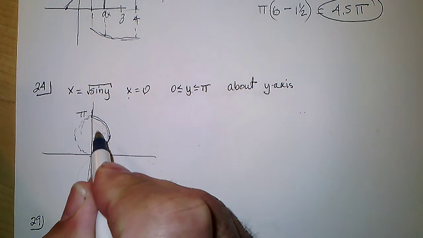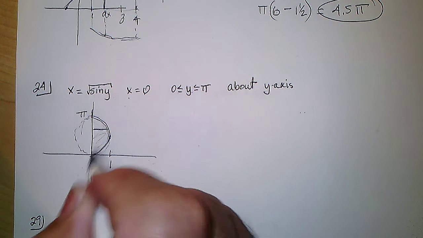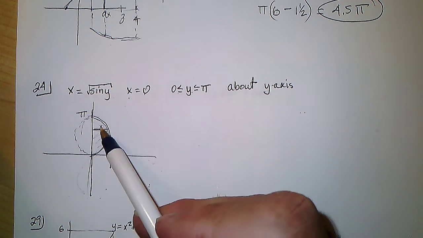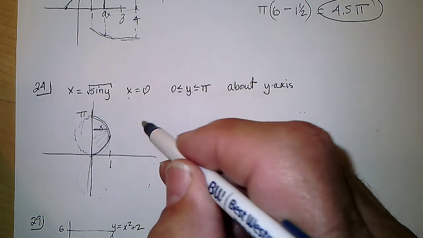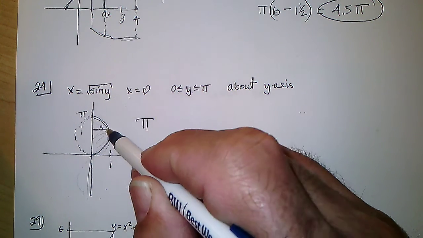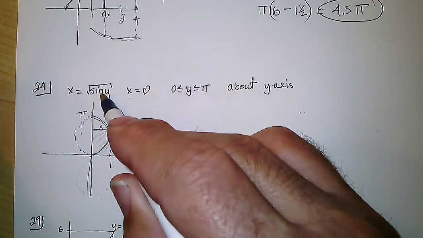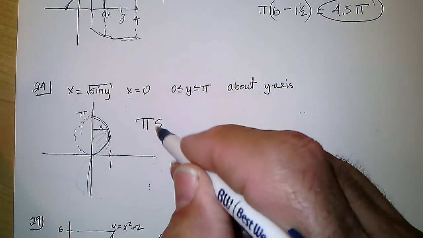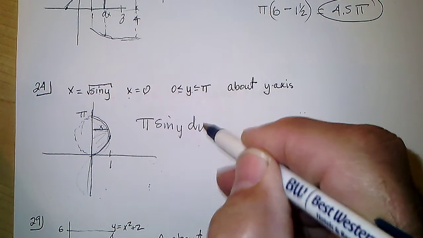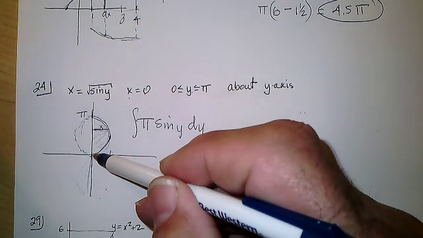So the slice would be in this direction, perpendicular to the axis, and the radius would be x, and x is this. So when we do pi r squared, which is x squared, it's just going to be the square root of sine of y, squared, which is just going to be sine y. The thickness of the slice is dy, and we're integrating with y going from 0 to pi.